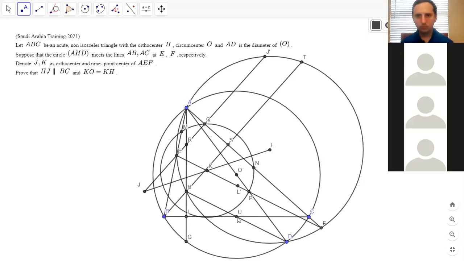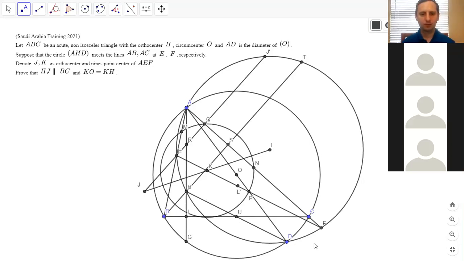similarity, we could show that triangle DEF is similar to triangle DBC. Okay, yeah, that makes sense. And therefore triangle HFE will be similar to triangle DBC, which is similar to triangle HCB as well.